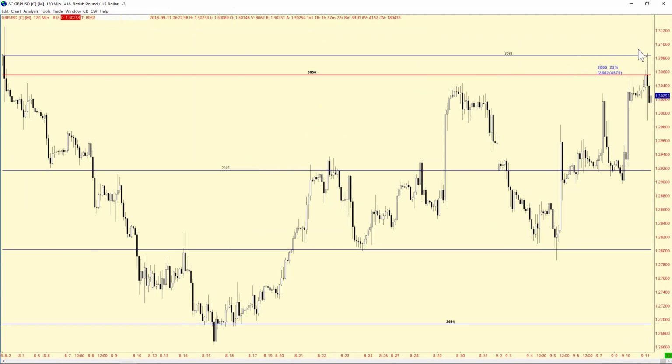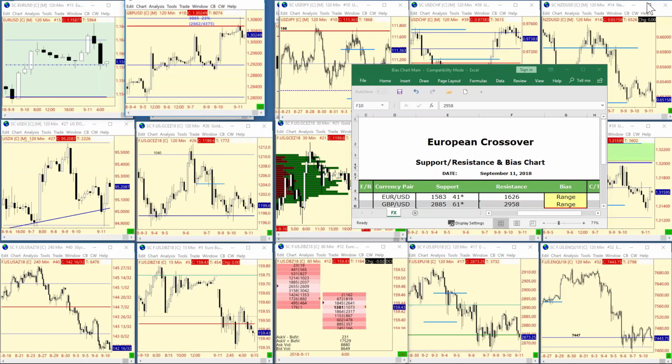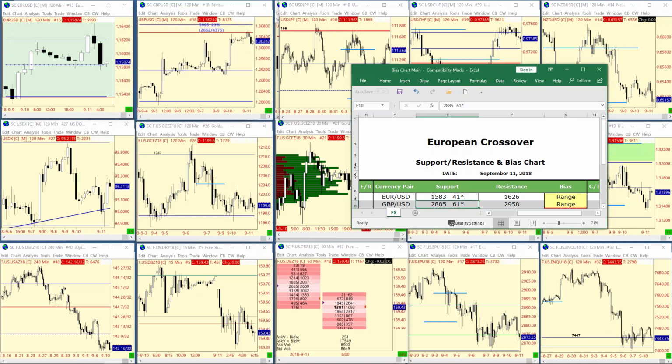The 30.83, done and dusted. It's 50 pips, as he likes to say. So that one's done. So we go to 30.56, which is going to be our resistance. And that's important for the daily also. So there we go. Now let's go and take a look at support.